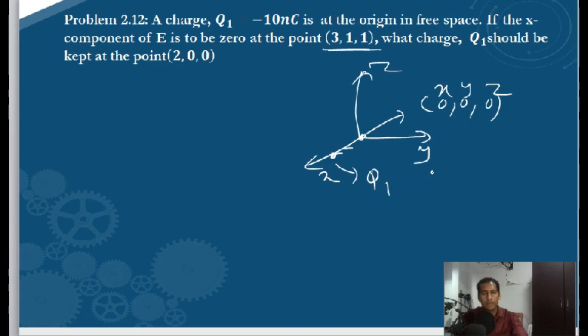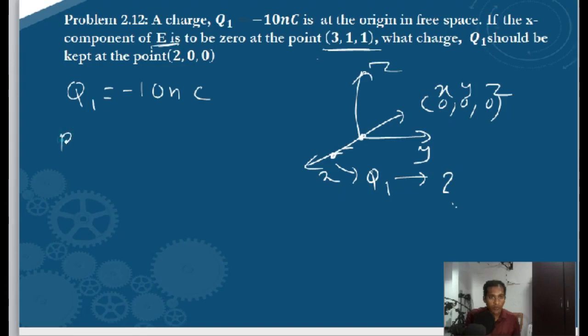Q1, how much charge should be there here? To make another point with 10 nanocoulomb, which is applying some electric field intensity. So let us solve this. Say we are given this point (3, 1, 1) and one charge Q1 is 10 nanocoulomb.